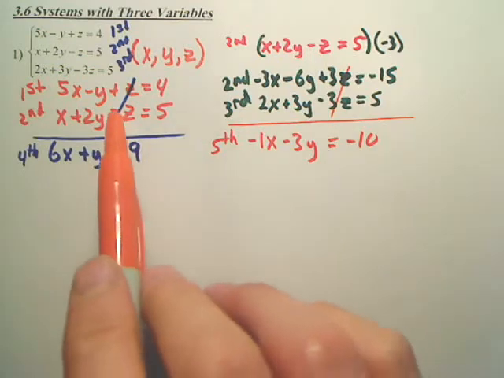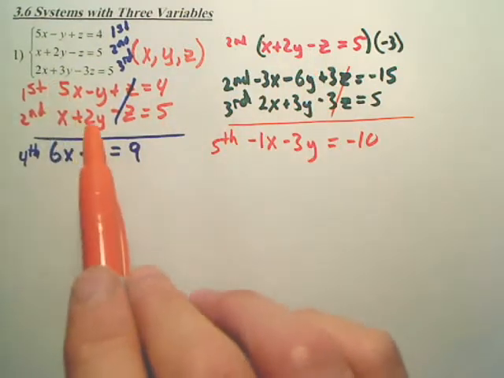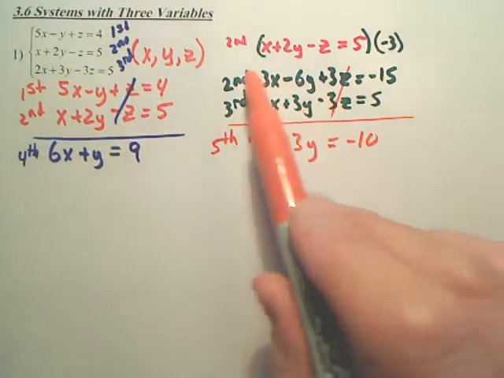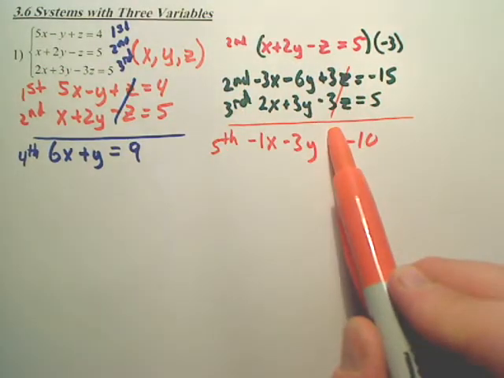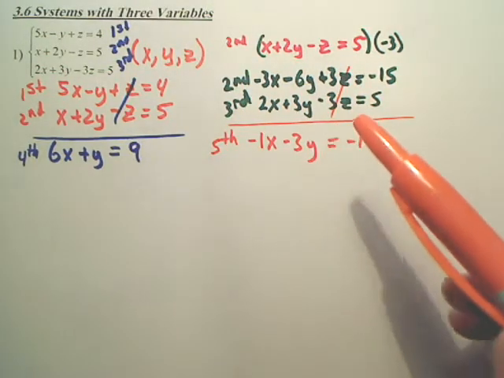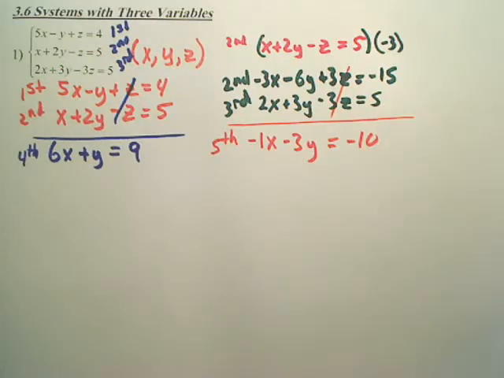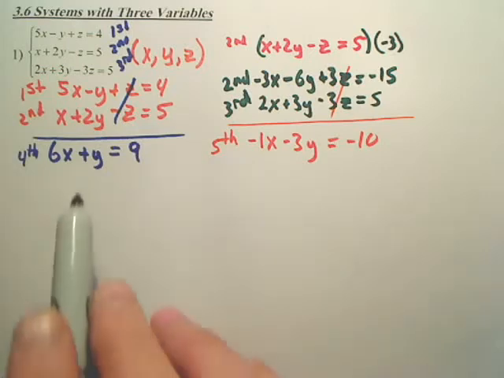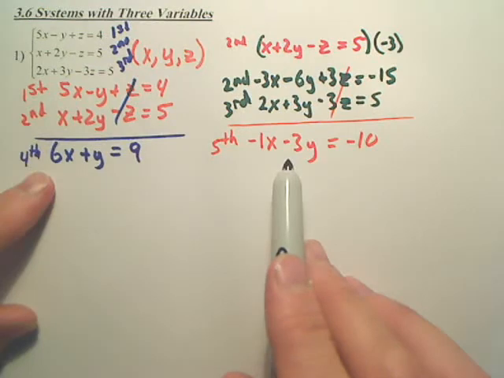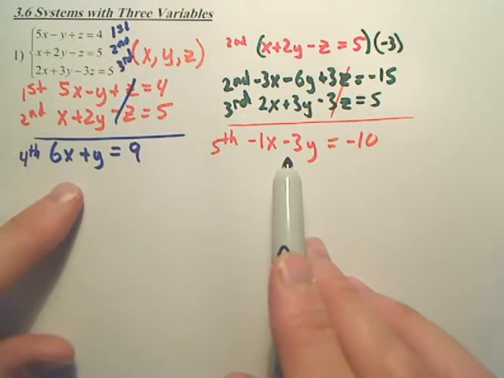So, recap. I did the first and second, cancel z's. I did the second and third, cancel z's. Could I have done the first and third? Yes, it probably actually would have been even easier. But I have a reason why. Okay, do I have x, y, or z yet? No. But looking at these two, I can find x and y, can't I? Isn't that a system of equations with two variables?